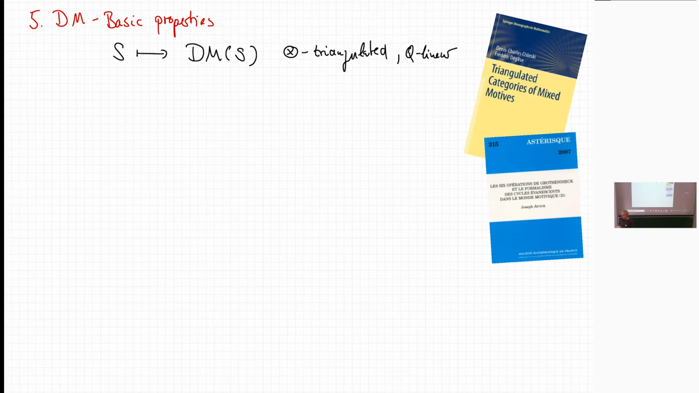So in particular, for any S, I get this category DM of S. It's a tensor triangulated Q-linear category. There's also an infinity version of this, but whatever, we just do triangulated categories. And most importantly, those categories don't live in a vacuum, but they are connected to each other.